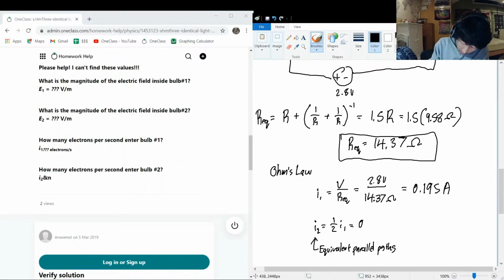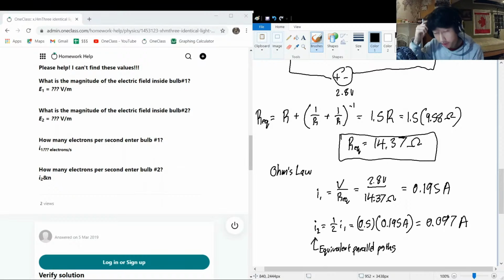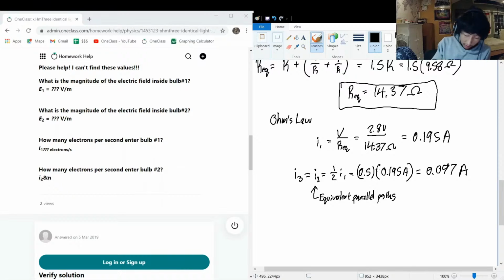So this is going to be equal to 0.5 times 0.195 amps. This is going to be 0.097 amps. Okay, so this gives us I1 and I2, and I3 is going to be equal to I2. And this will give us exactly what we need there. And then once we have this, we can use Ohm's law again. V equals, or let's say V1 is corresponding to I1 times R.